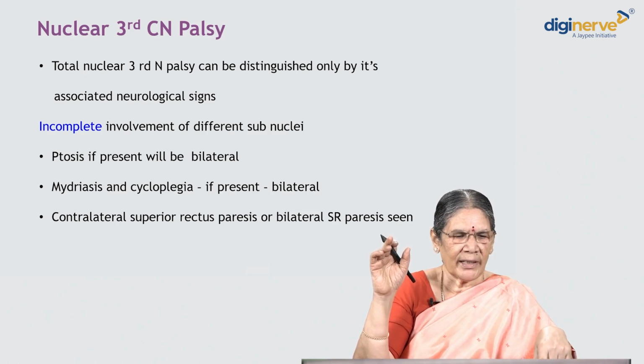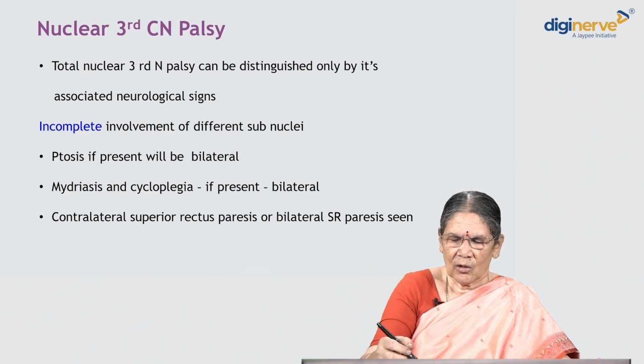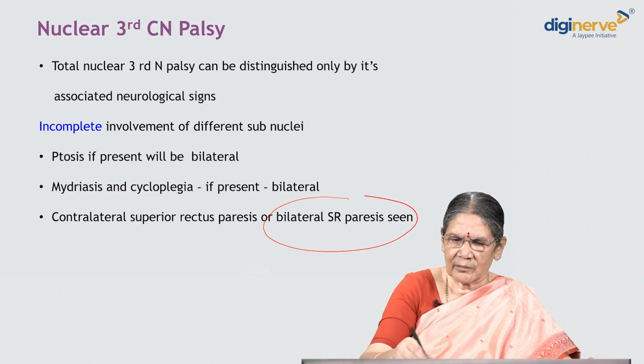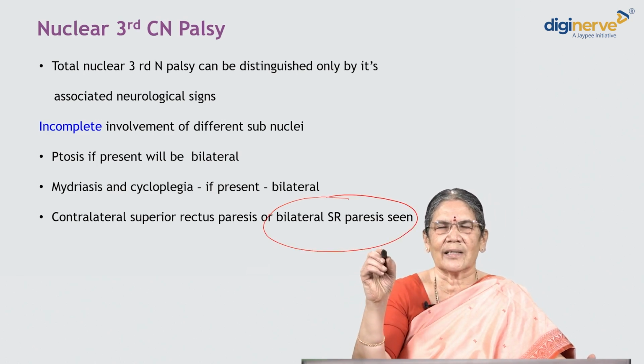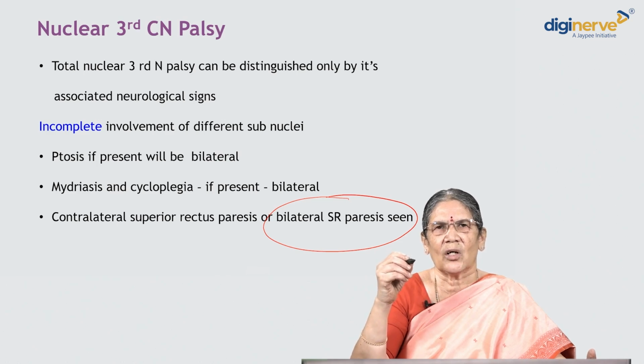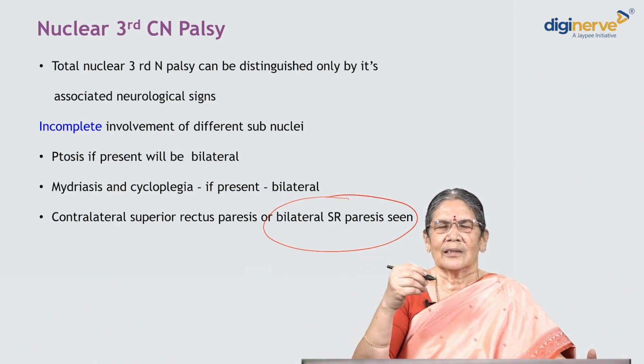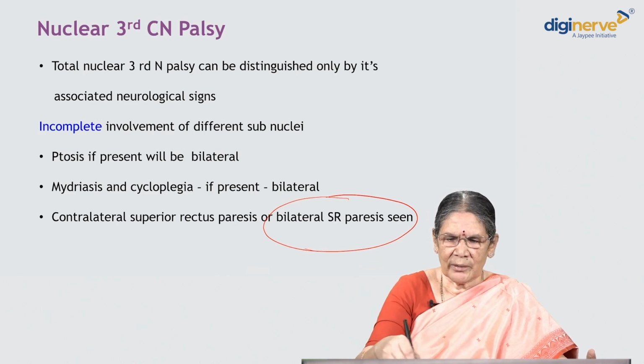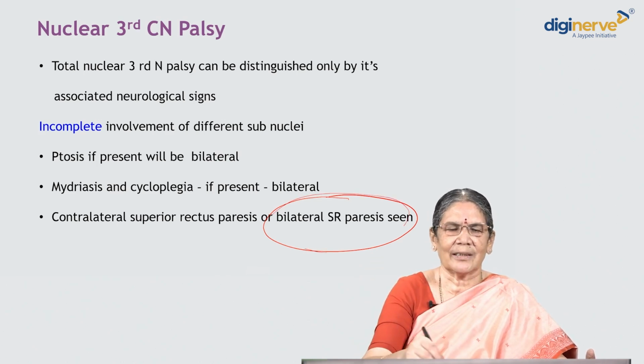The next finding is a contralateral superior rectus paresis, or it is seen as a bilateral superior rectus paresis. Why is it bilateral? It is said that the superior rectus fibers, especially the axons, cross over before they become a nerve fiber from the contralateral side. So both sets of axons get affected in case of nuclear involvement.